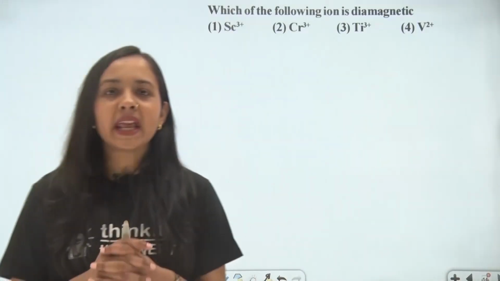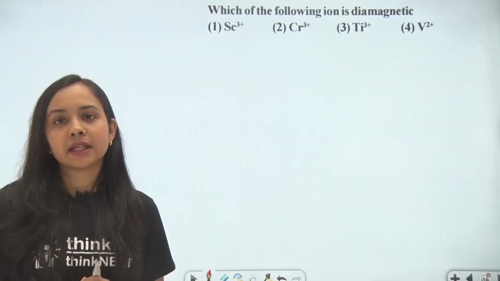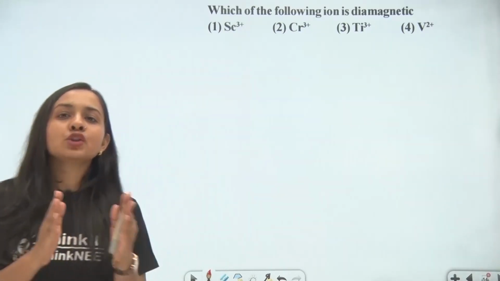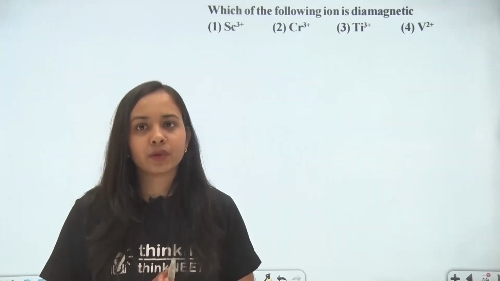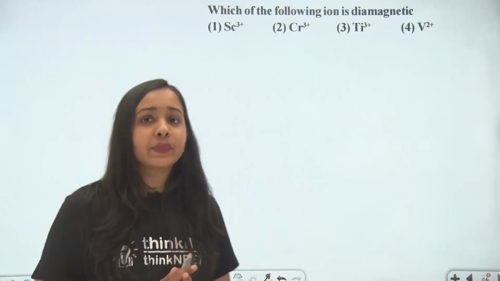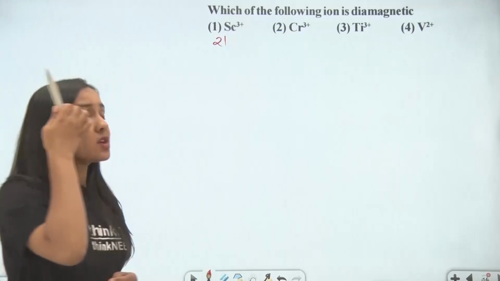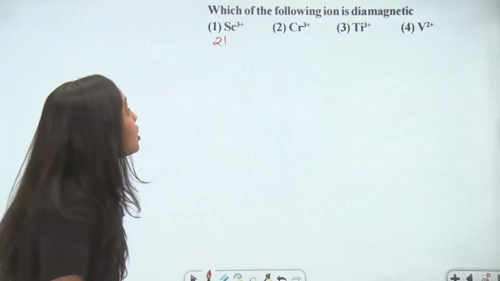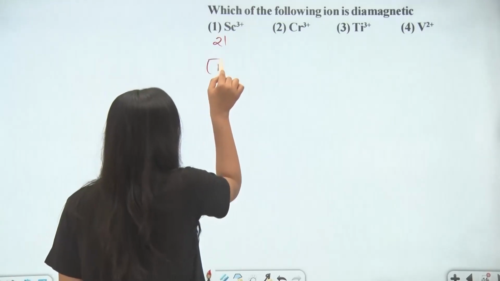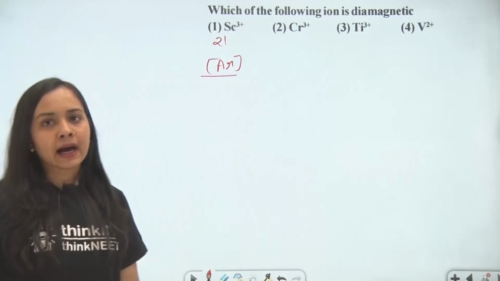Hello dear students, our next question is, which of the following ions is diamagnetic in nature? Student, an ion shows diamagnetic behavior when it does not contain any unpaired electron, right? First one is scandium. Scandium has atomic number 21, but it shows +3 oxidation state, that means it contains 18 electrons, right? So scandium has electronic configuration equal to the noble gas argon.